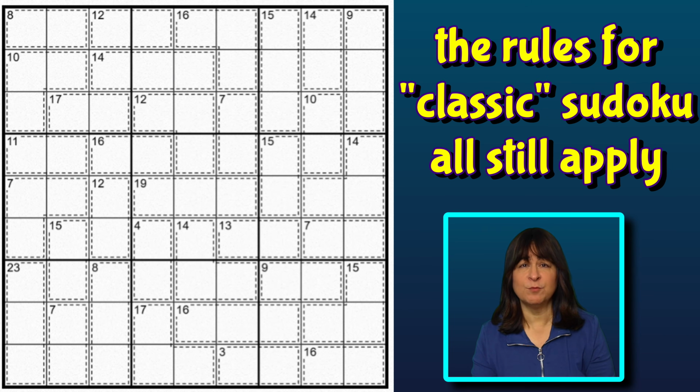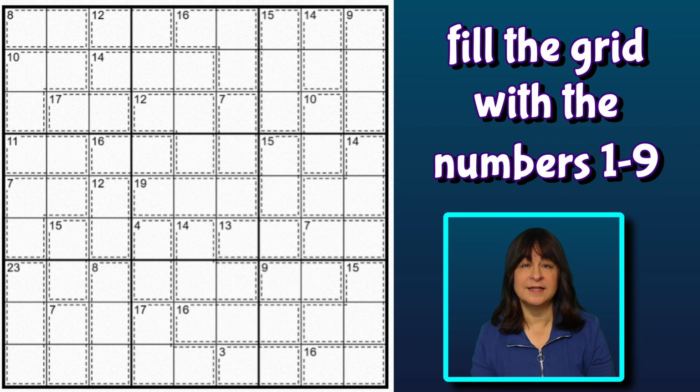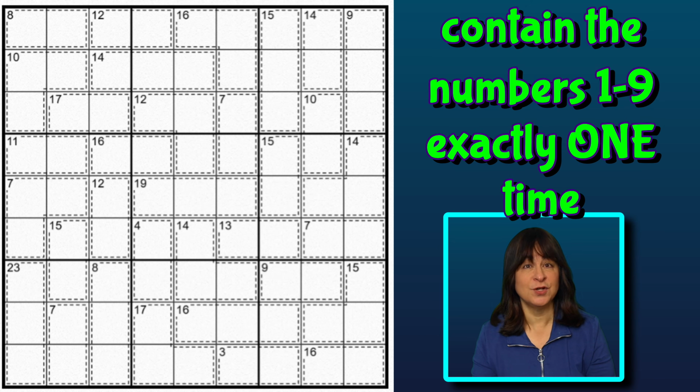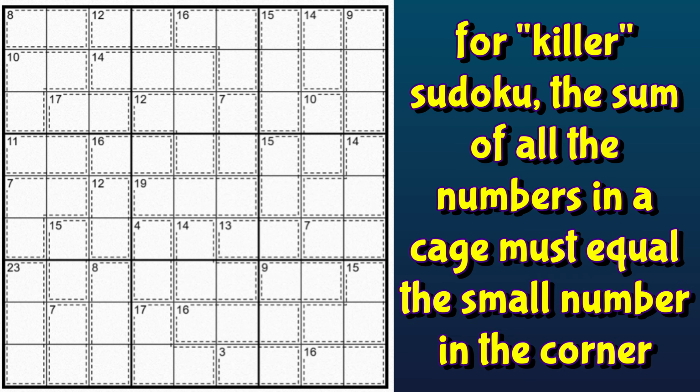Well, all of the same rules for Classic Sudoku apply to Killer Sudoku. That is, you have to fill the grid with the numbers 1 to 9 in a way that each row, column, and block contain each number 1 through 9 exactly one time. But for Killer Sudoku, the sum of all the numbers in a cage must match the small number that appears in the corner of each cage.